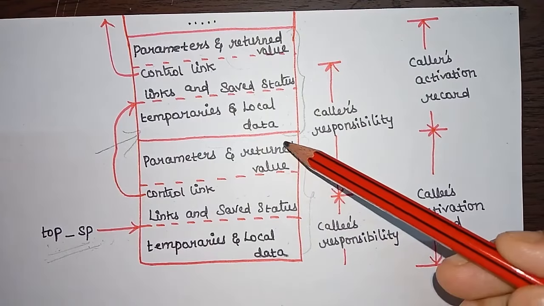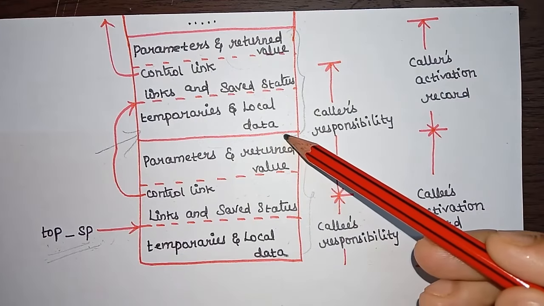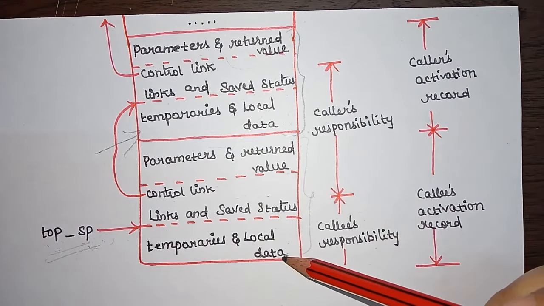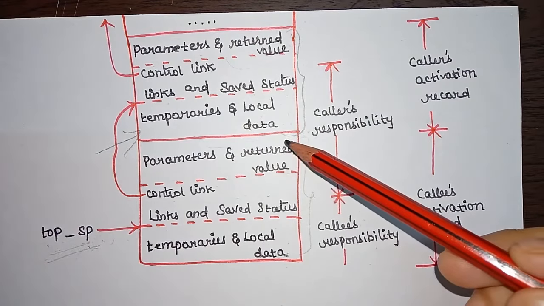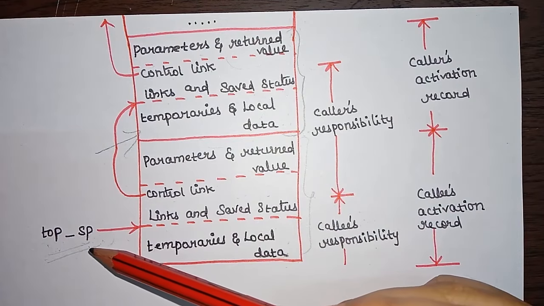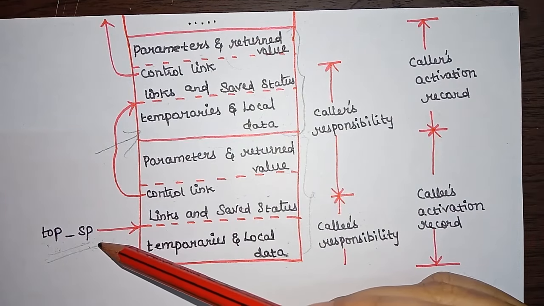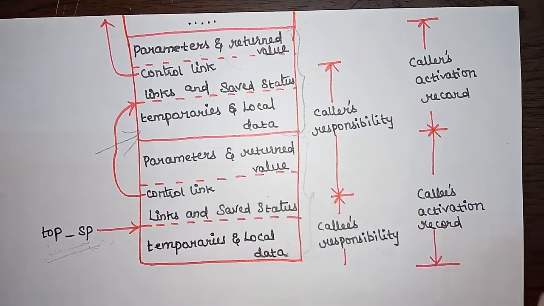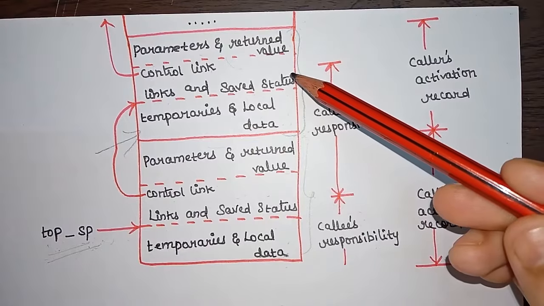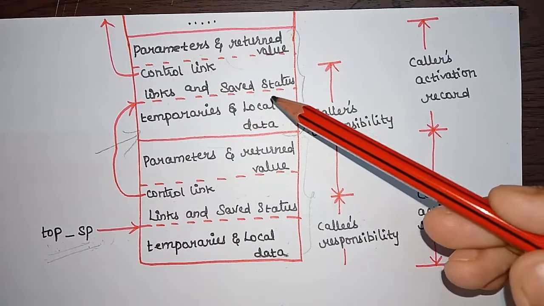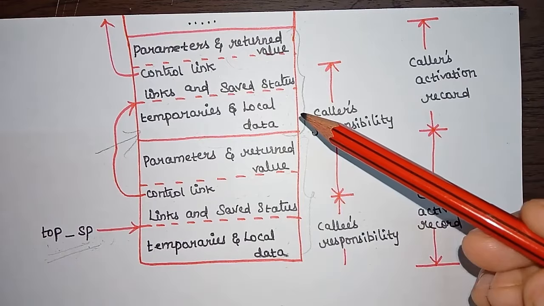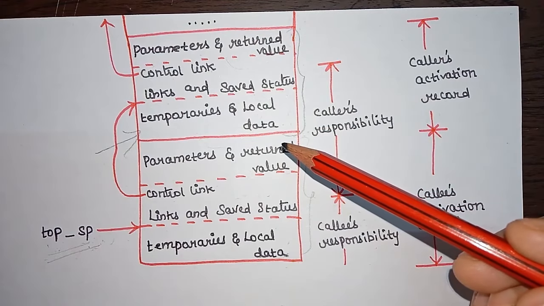So after executing, the callee will get terminated. When it is terminated, what happens? The top will get decremented, right? So here the top pointer gets decremented, and then the caller copies the returned value into its own activation record. Then it uses this to evaluate the expression. So these are all the steps involved in the return sequence.